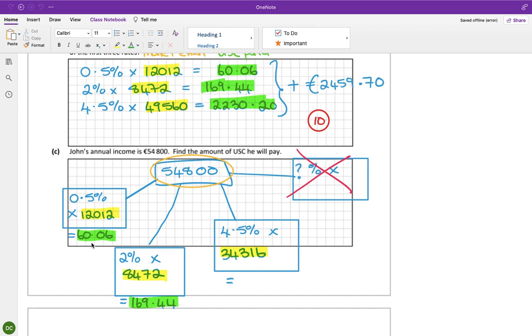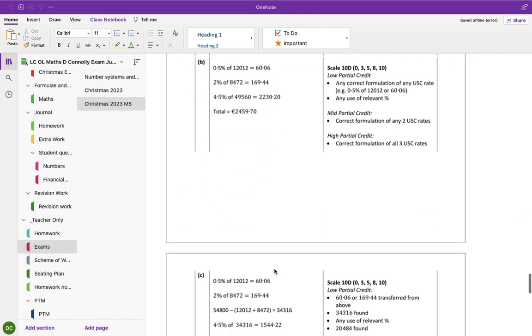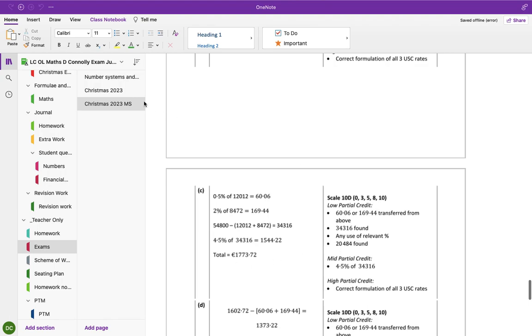So then I'm just going to work out that third box. So 34,316 multiplied by 4.5% is, and that is giving me 1544.22, which is his final part of his USC contribution. We add up all the green ones, and that means he will pay 169.44 plus 60.06 plus 1544.22. So John will pay 1773.72 in USC. I think. Yep, 1773.72, and that is another 10 marks.